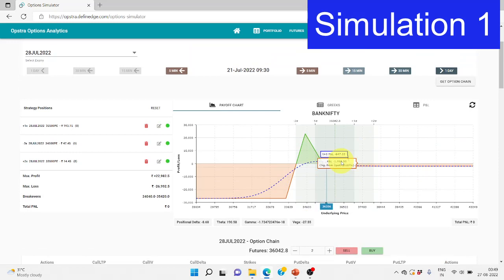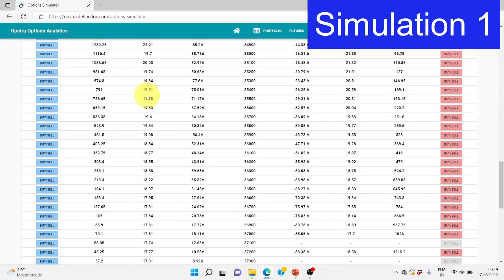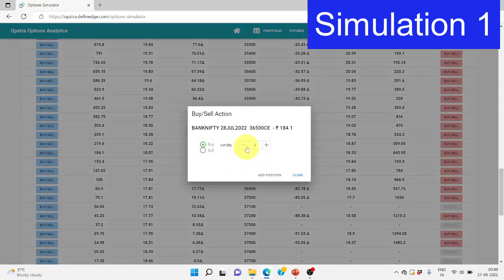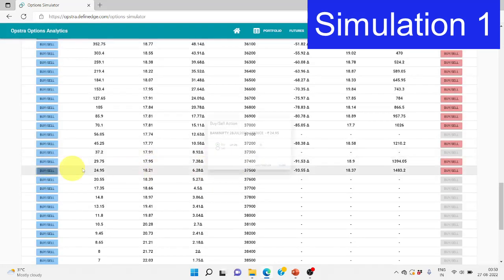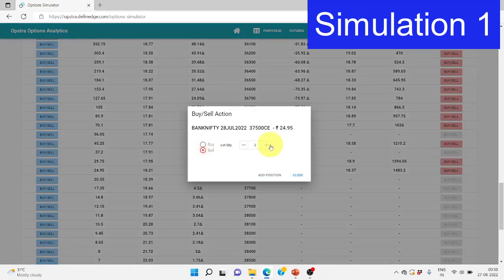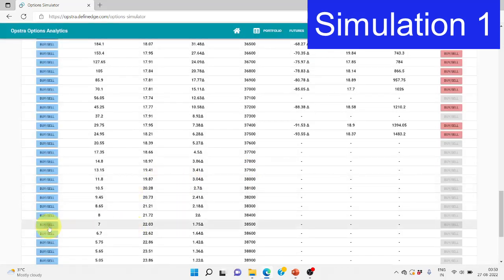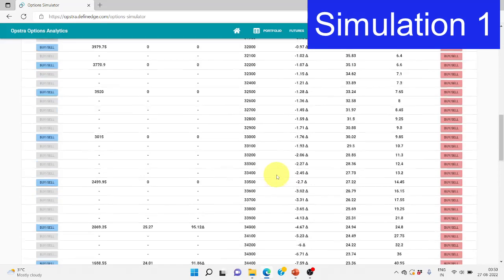If we do this, the payoff chart will be like this. Similarly for the call side we'll do 36,500, let's buy one lot, 37,500 we'll sell 3 lots, and 38,500 we'll buy 2 lots. With this our setup is done.